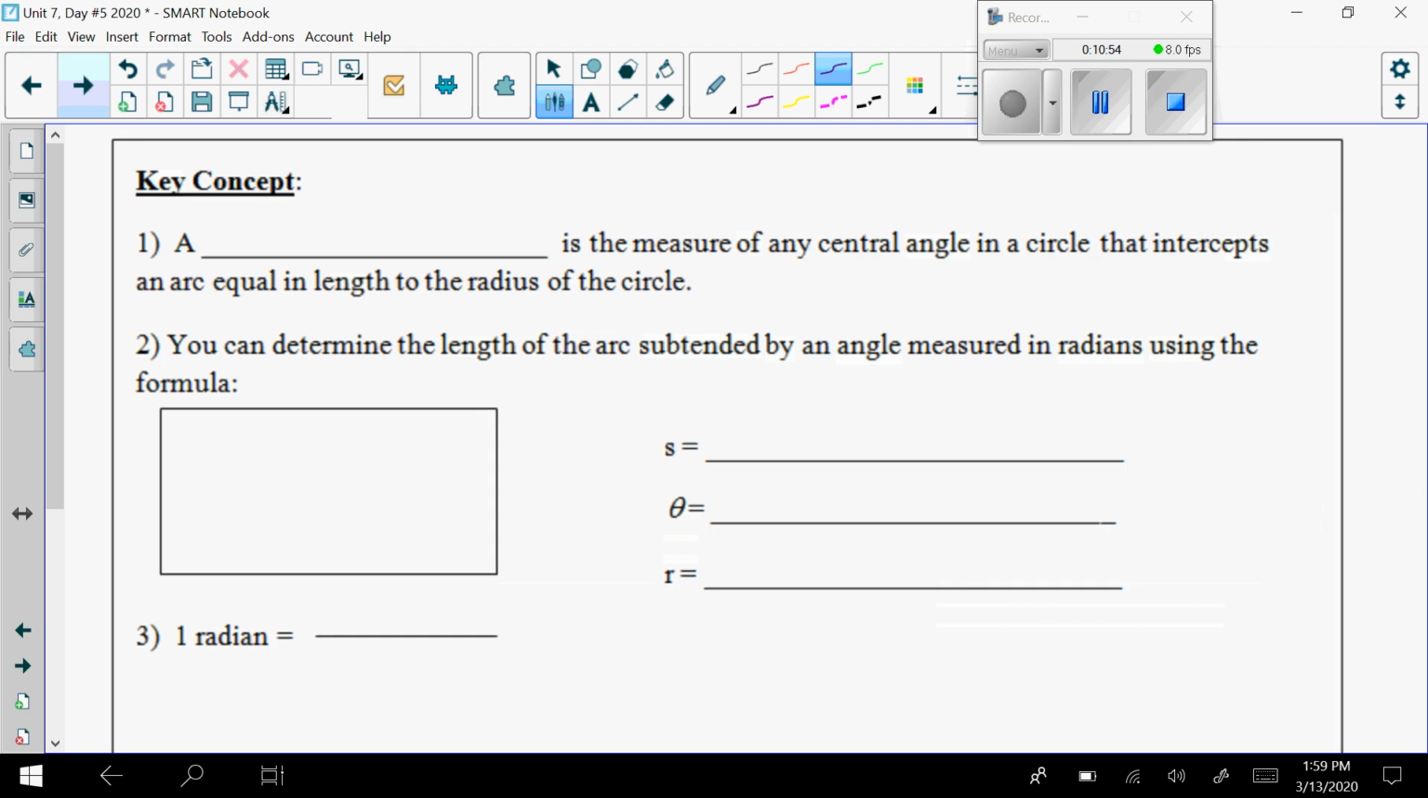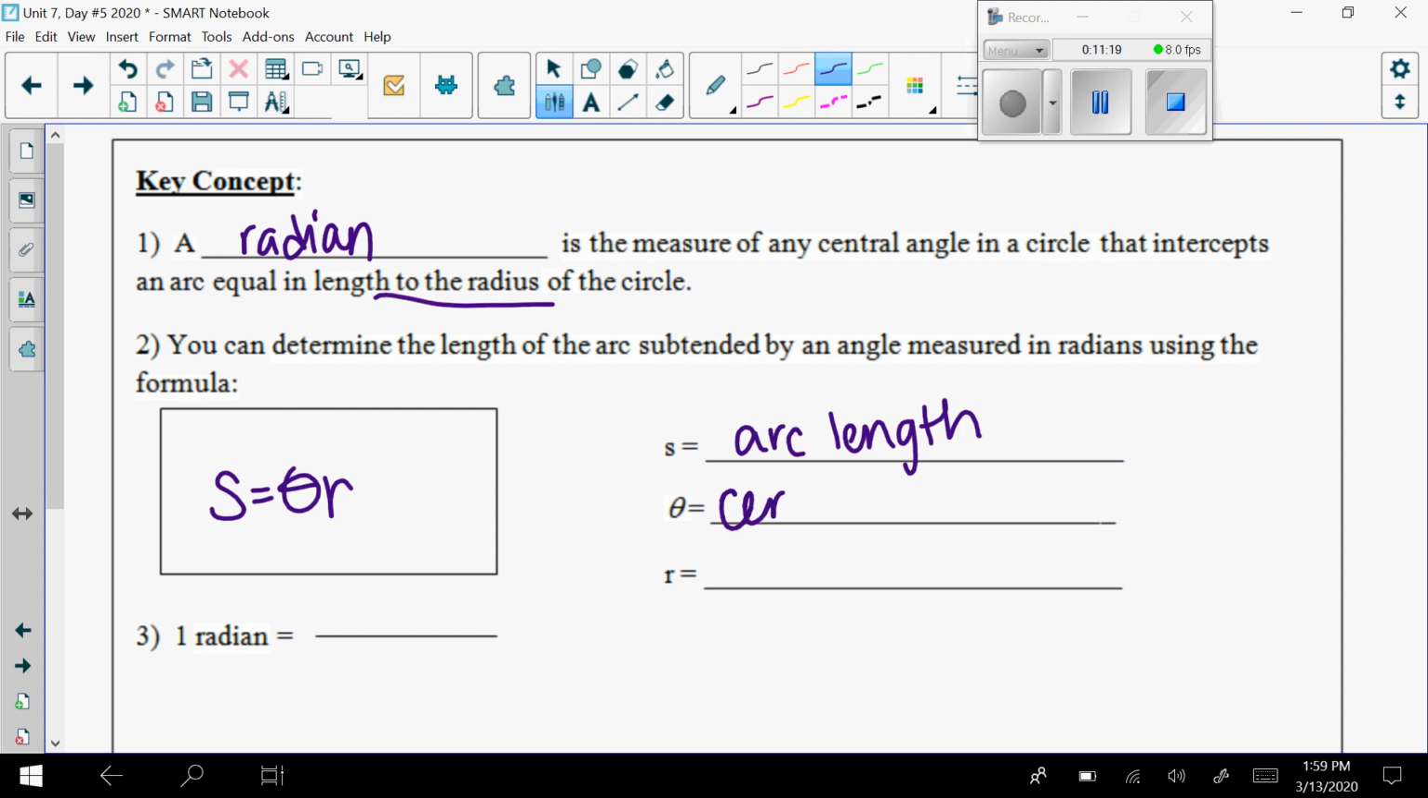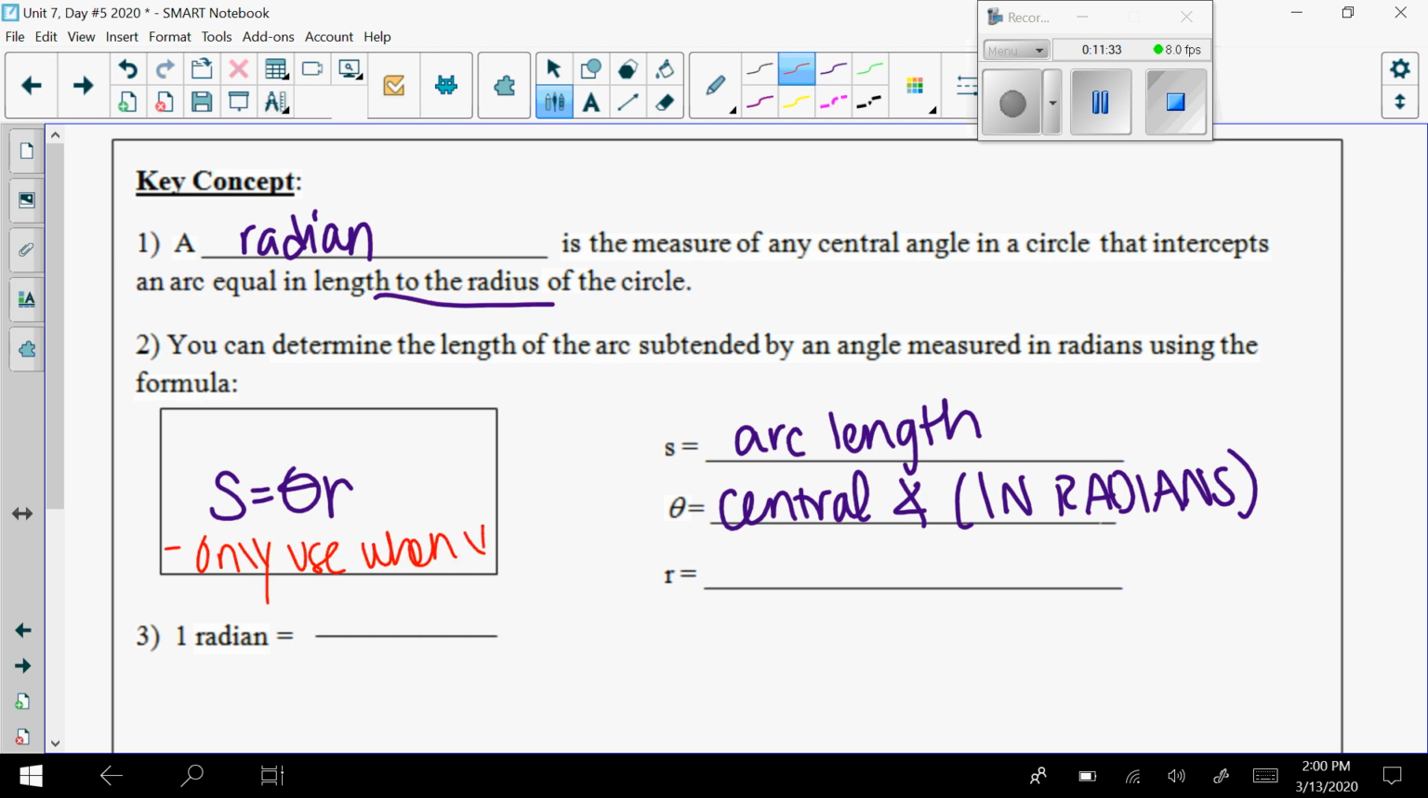So on the next page, the key concepts, a radian is the measure of the central angle that intercepts an arc equal to the radius. And then you can determine the length of the arc by the formula S equals theta r, where this is the arc length. And this is the central angle, except it has to be in radians, right? This doesn't pertain to degrees. So you can only use this formula when you have radians.